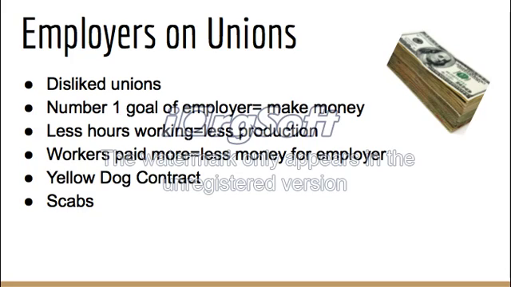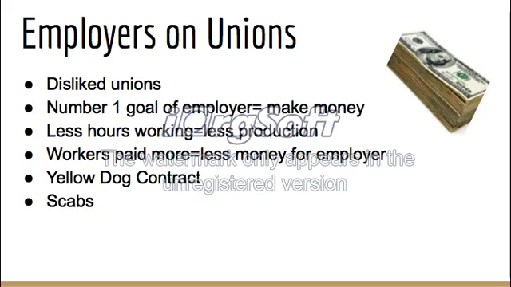For example, if workers work less hours, that means less money for the employers. If the workers are going to get paid more, that means less money for the employers. If the employers have to improve working conditions, that costs them money. These are things that upset employers because they don't want their workers to have power. Therefore, they don't want their workers in unions.